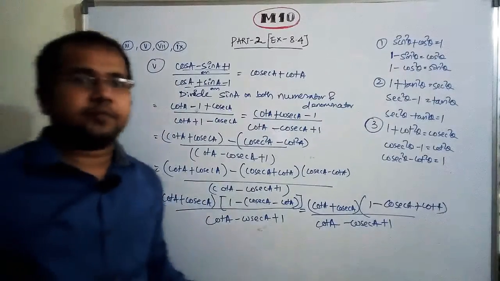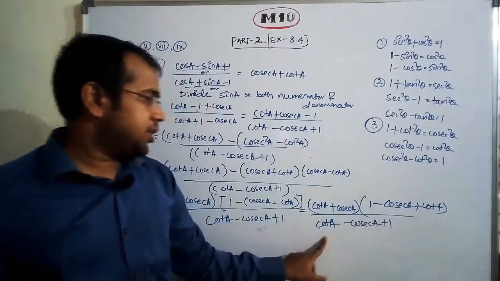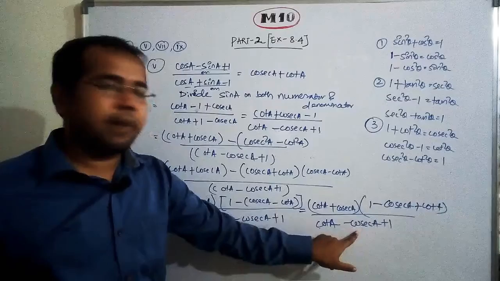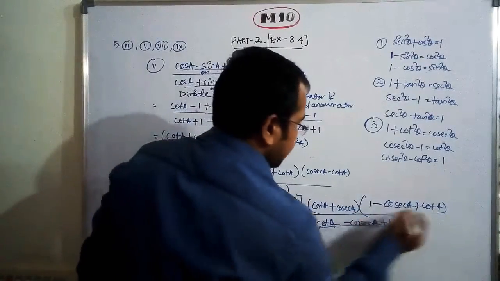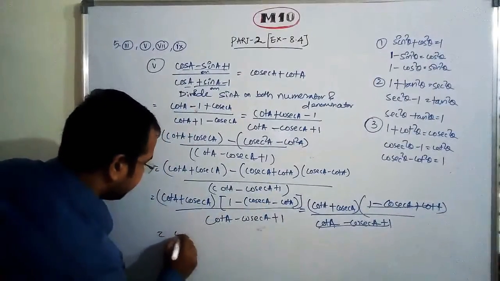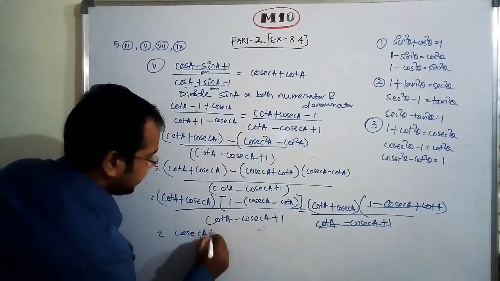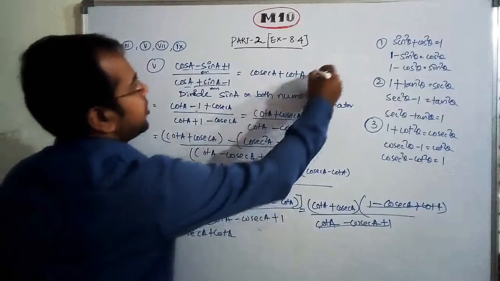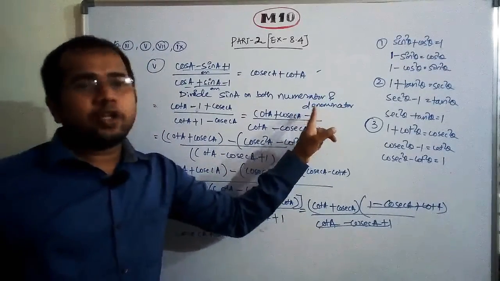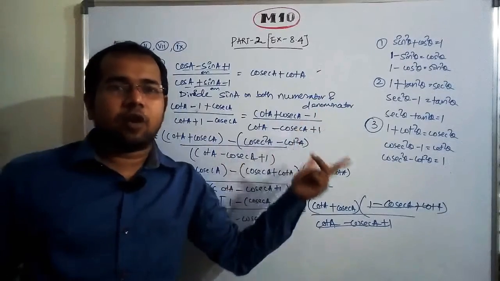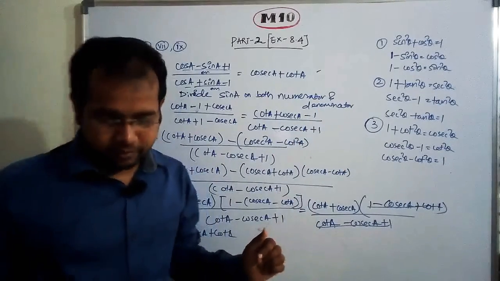Now let's see here. This is plus cot A, this is plus cot A, minus cosec A, minus cosec A, this is plus 1, this is plus 1. So these are cancelled out. What is remaining? It is nothing but your cosec A plus cot A. That is nothing but your RHS, proof. You have to remember this trick: where to split this in terms of cos or cot or whatever may be given.